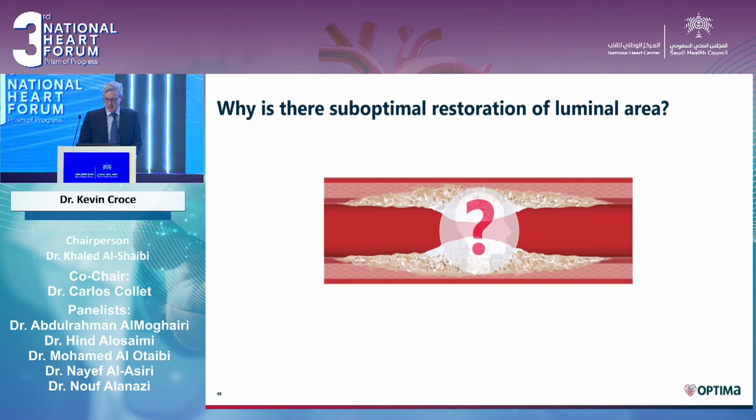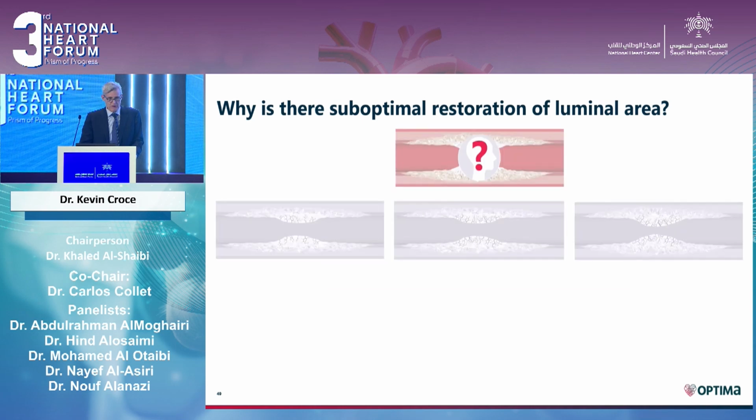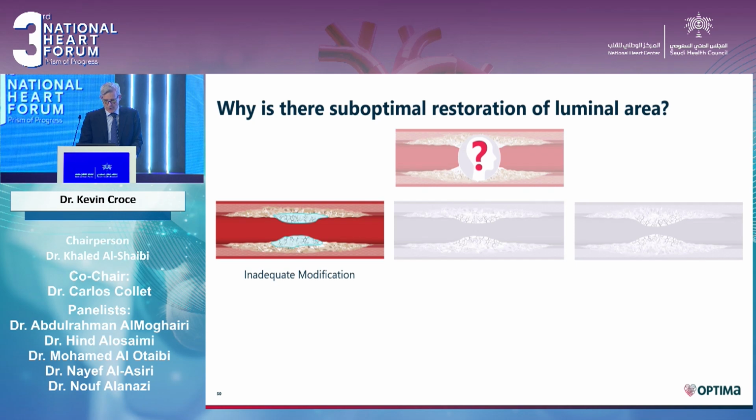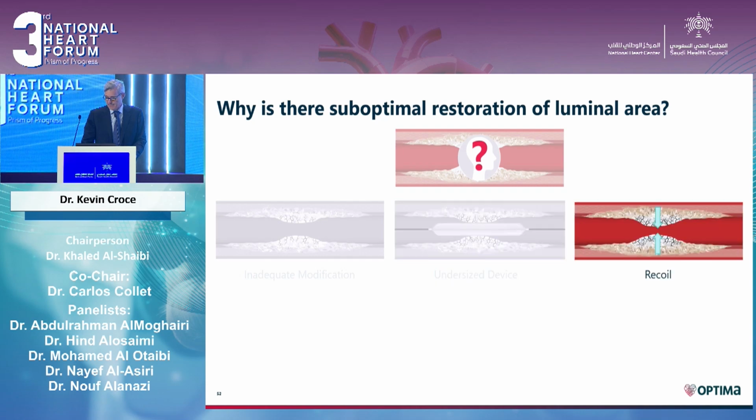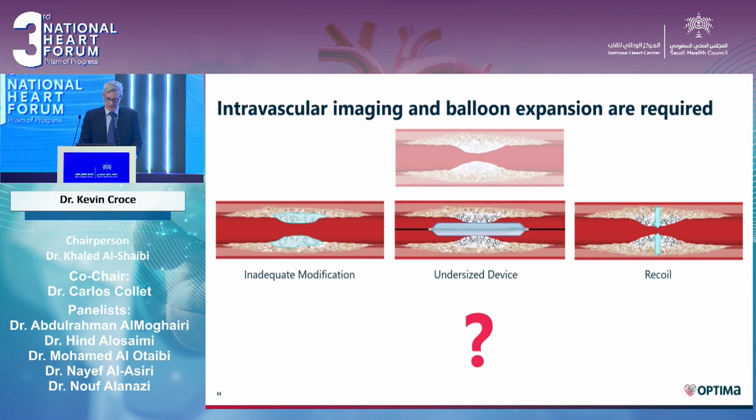So why is there potentially suboptimal restoration of luminal area? There's several things that can contribute to this. First is inadequate modification, not adequately changing the compliance of the calcium, not adequately debulking the calcium. Potentially devices are undersized. I think there's been a lot of attention spoken this morning about the use of intravascular imaging to assist us with sizing, not just in terms of stents, but also in terms of sizing the vessel preparation modalities we use to modify calcium and determine if the calcium is compliant enough to be able to stent. And then the problem with recoil, which can happen even when we stent a vessel, especially in heavily calcified arteries. And there is a role for high radial strength stents in some of these cases.